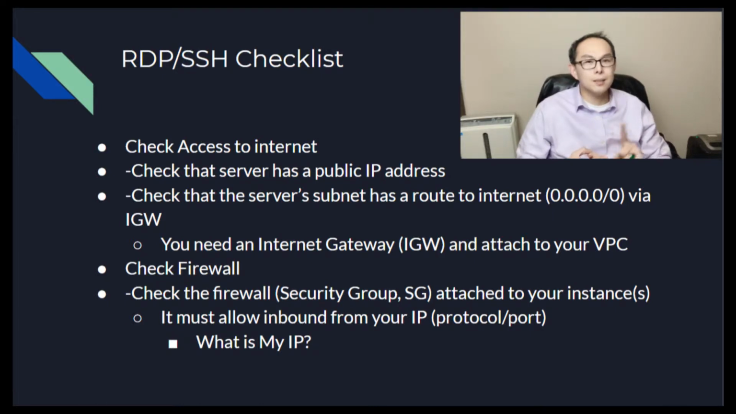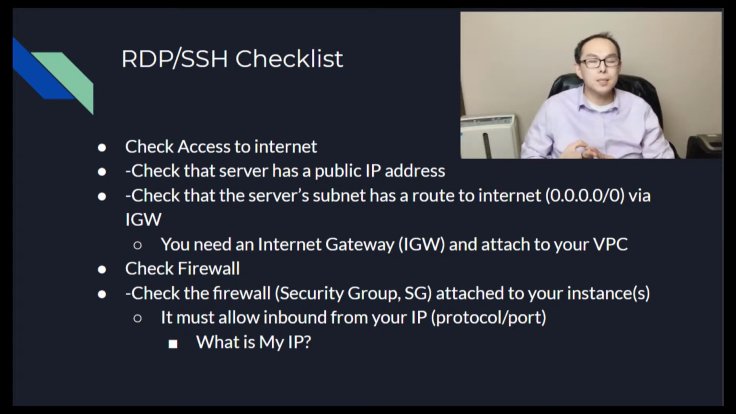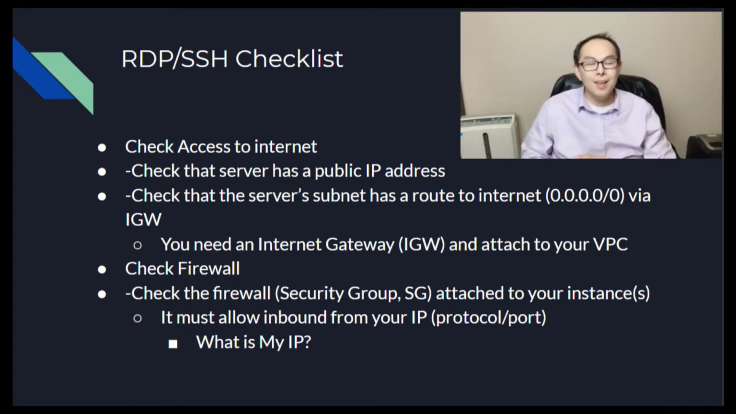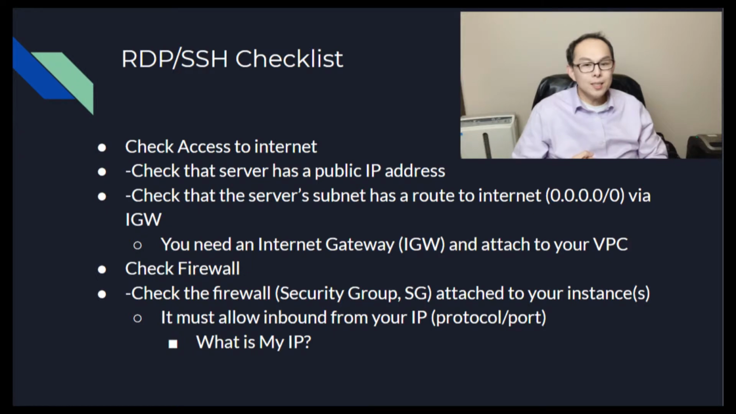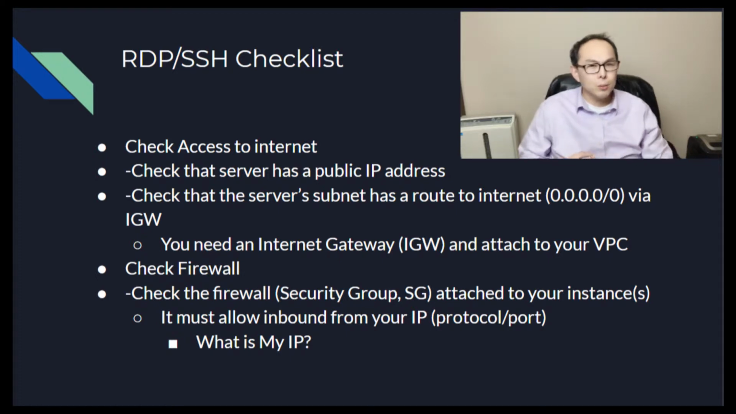Okay, and then the second thing that you have to check is the firewall. In this case, the firewall means the security group that you attach to your EC2. Okay, so the security group must allow the port and the protocol that you need. The protocol, of course, is normally TCP, but the application is either RDP or SSH, right? RDP is 3389, I think, and SSH is 22.